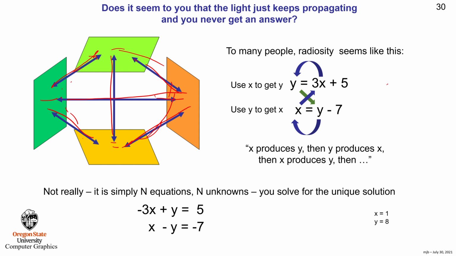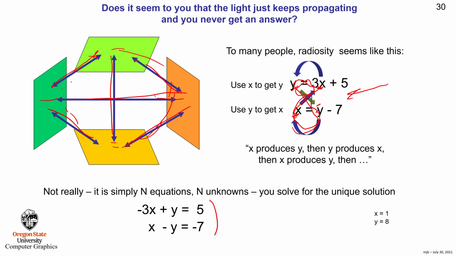Sort of like if you have an equation that looks like this: y equals 3x plus 5, meaning if you know x, you can get y, but x equals y minus 7, meaning if you know y, now you can get x. But now you know x, so you get y, and now you know y, and you get x, and you just keep bouncing around like that. But here's the trick. If I take those two equations and I rewrite them to look like this, what you realize is you have two equations, two unknowns. Okay, there is a solution.